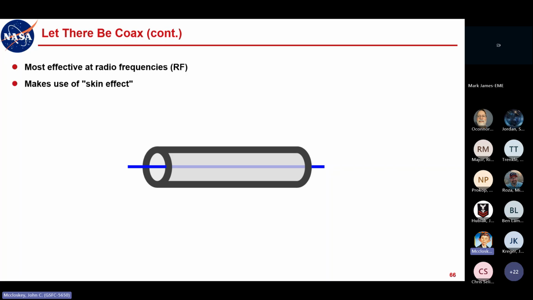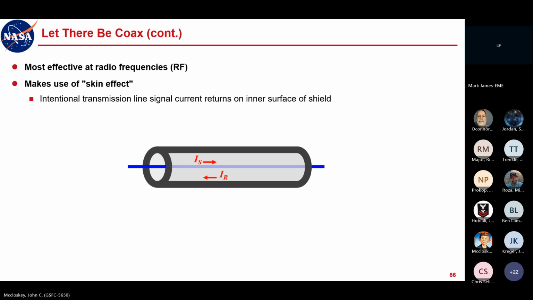It's when you're at like 100 megahertz and above that coax is really doing its best work for you, because it makes use of the skin effect at those higher frequencies, so that the intentional transmission line signal current returns on the inner surface of the shield, theoretically. And then RF noise currents ride on the outer surface. So when you're dealing with the skin effect, those noise currents are just on the outermost layer of the shield, and they're not really affecting your transmission line's performance.